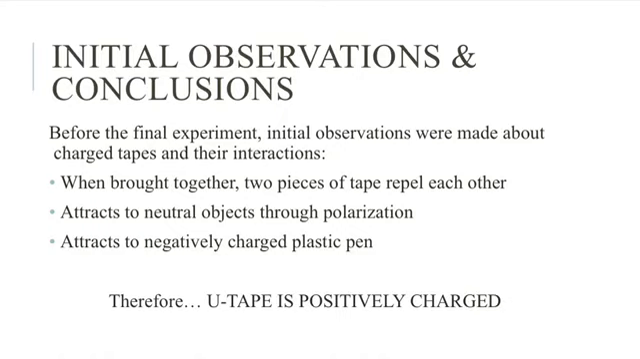Next, when the U-tape is brought near neutral objects, they attract to one another through the polarization of the neutral object. Finally, when the U-tape is brought near a negatively charged plastic pen, they attract to one another. Therefore, with all of these conclusions, you can assume that the U-tape is positively charged, especially since it attracts to the negatively charged plastic pen.